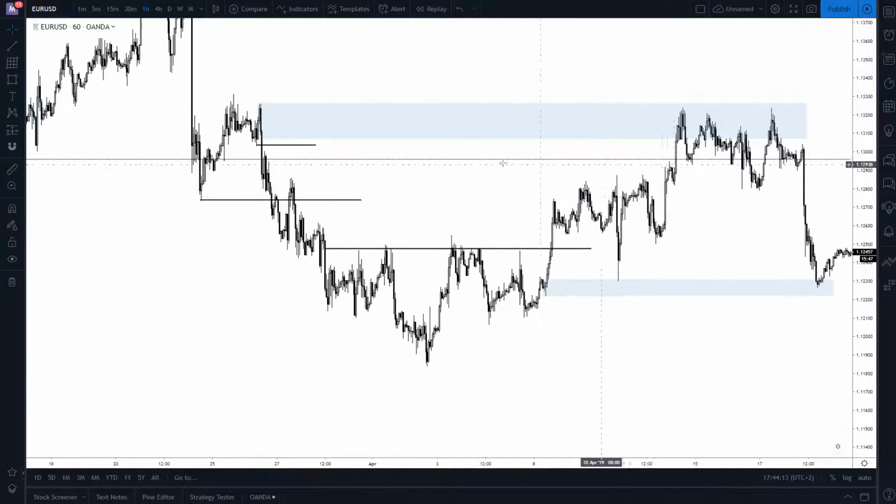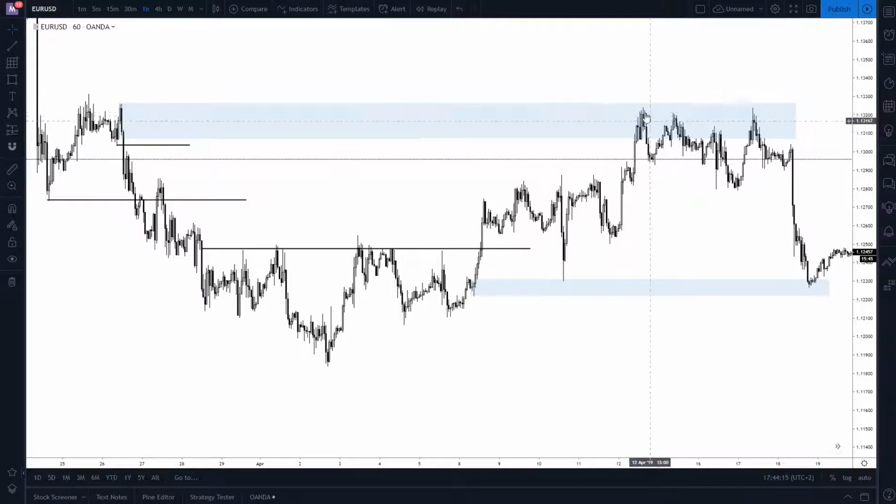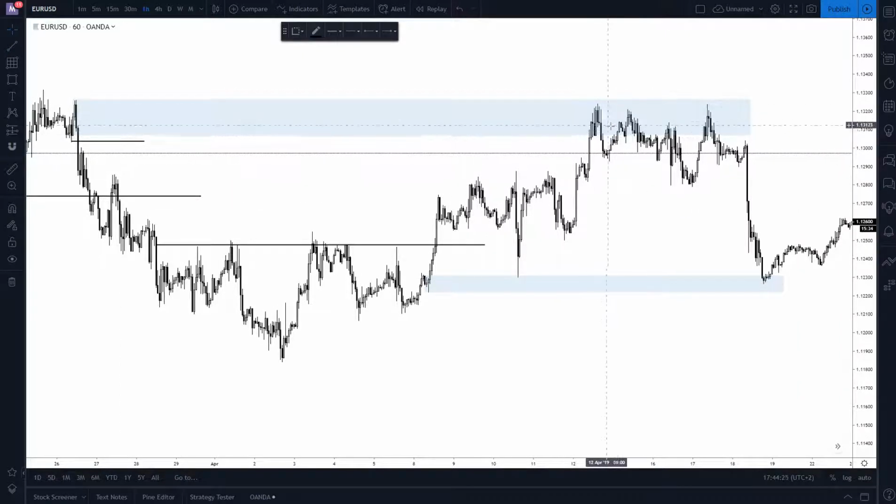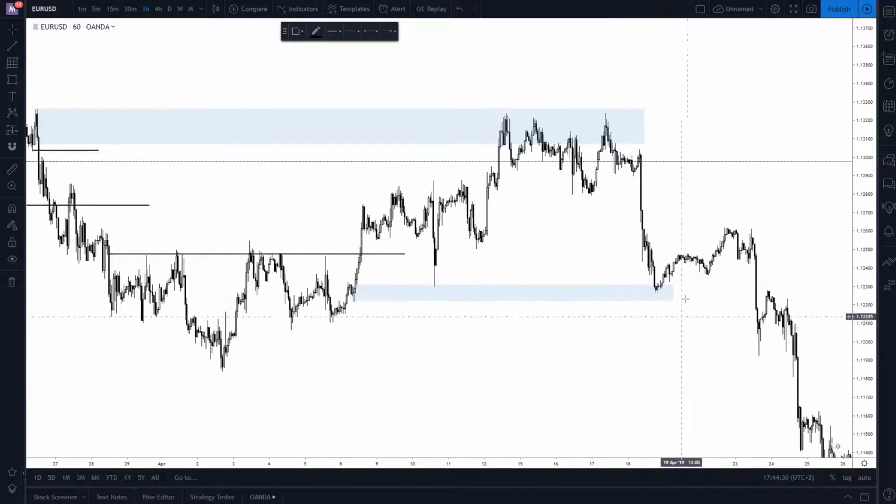So this would save you. Even if you would enter here, you would really never get stopped out. In this example I would put my stop somewhere here, let's say. And you can see price tested this level, then we sold off finally.